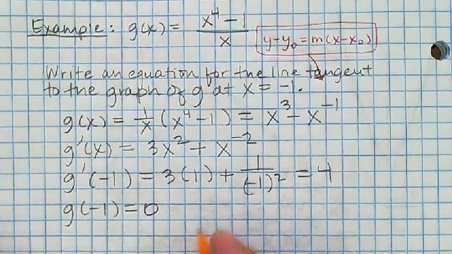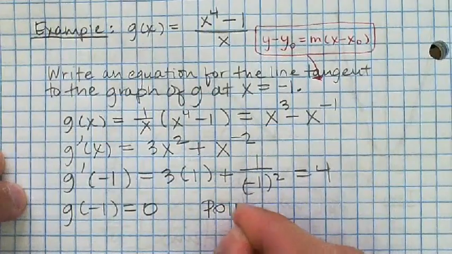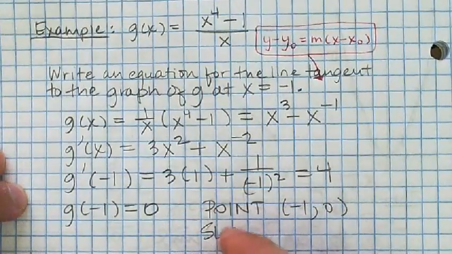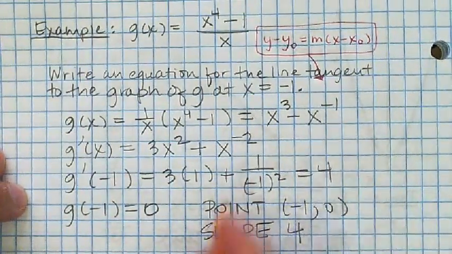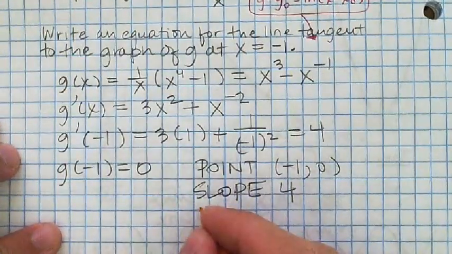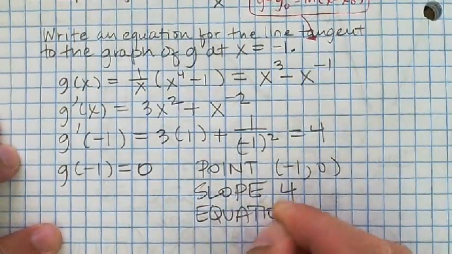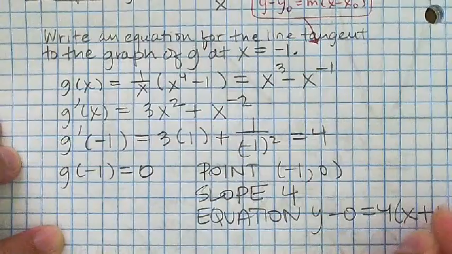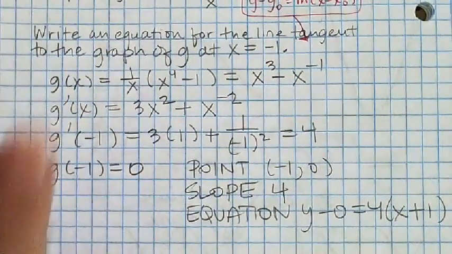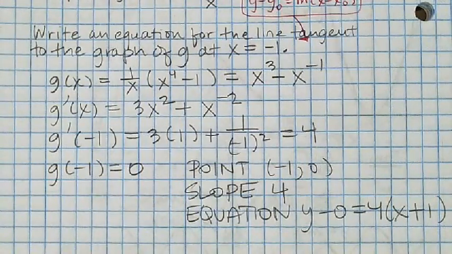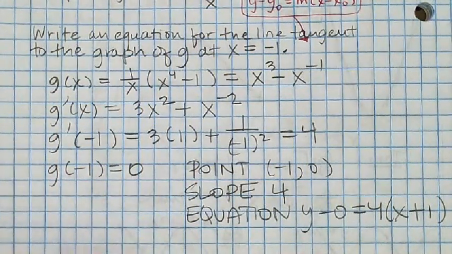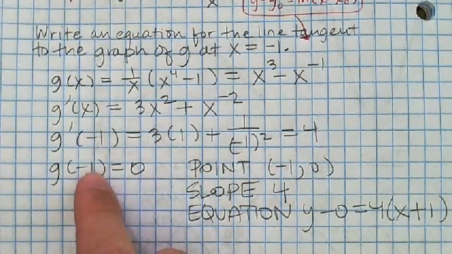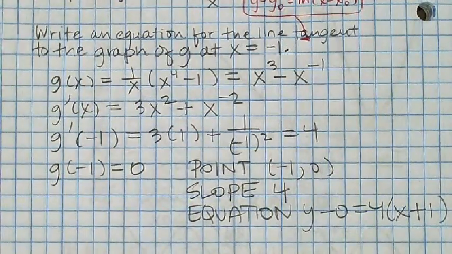So that means that my point is negative 1, 0. My slope is 4. And if I've got a point and slope, I can write an equation. y minus 0 is equal to 4 times x minus negative 1. And in general, that's going to be how we write an equation for a tangent line. We get the derivative, we plug in the x value at the point of tangency, we nail down the point of tangency, and then we go point-slope equation.